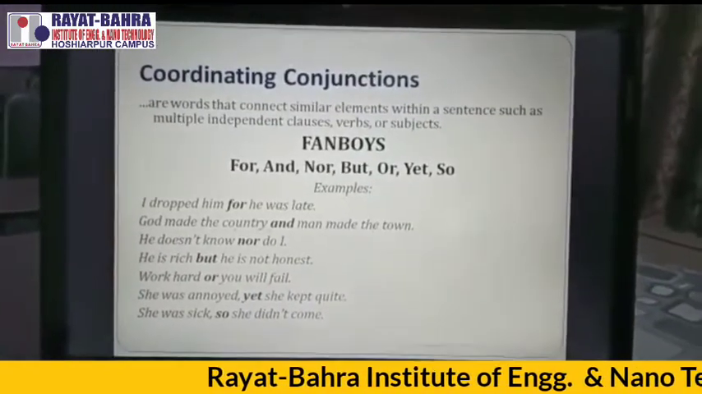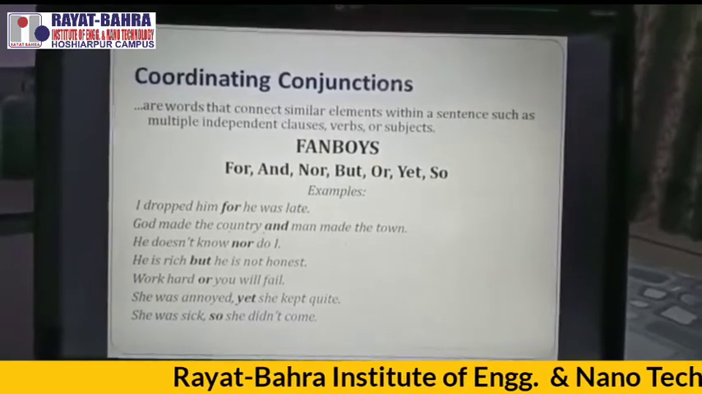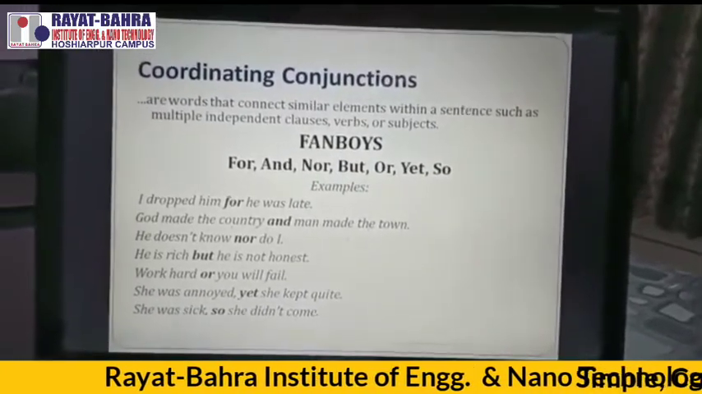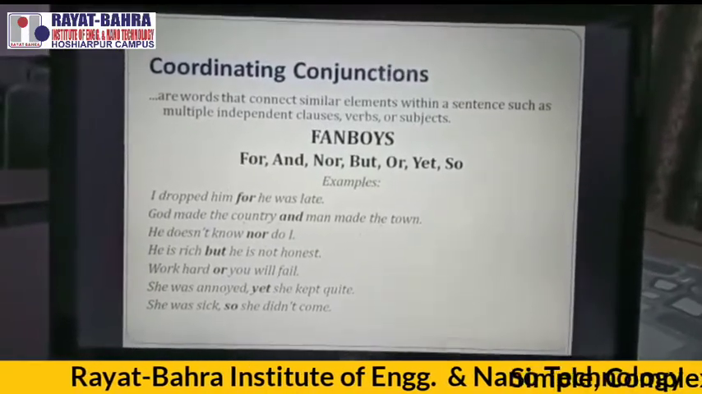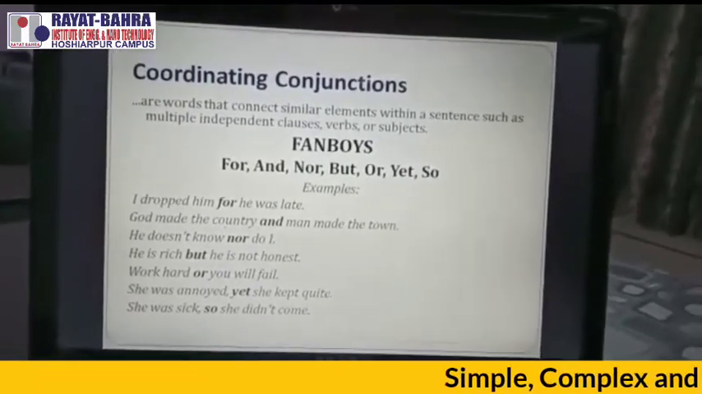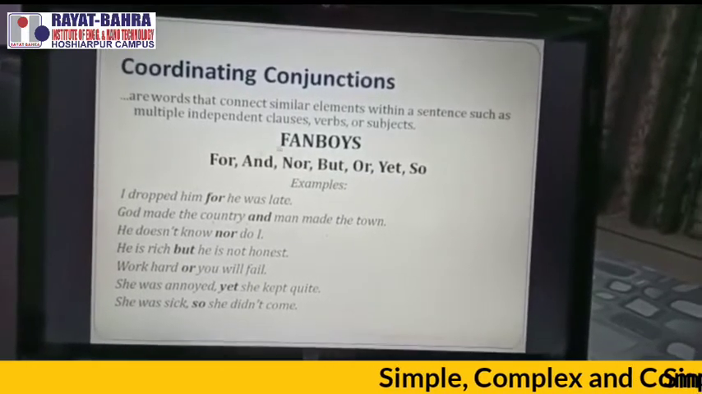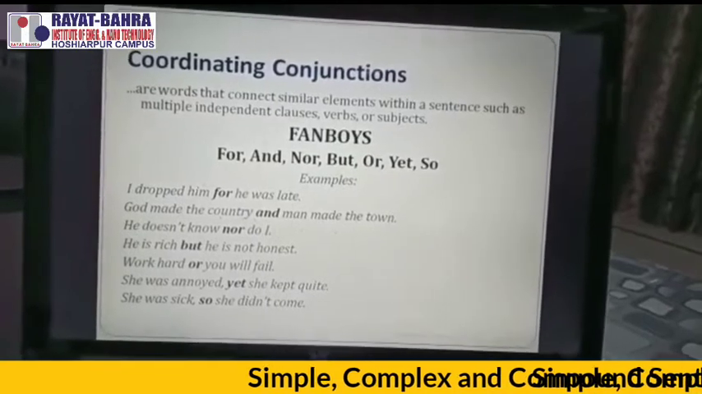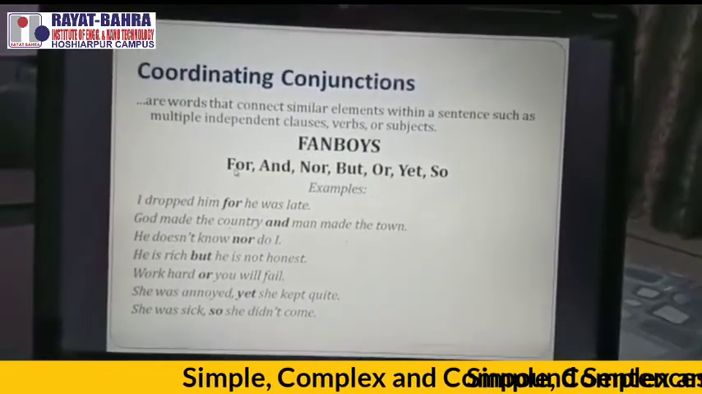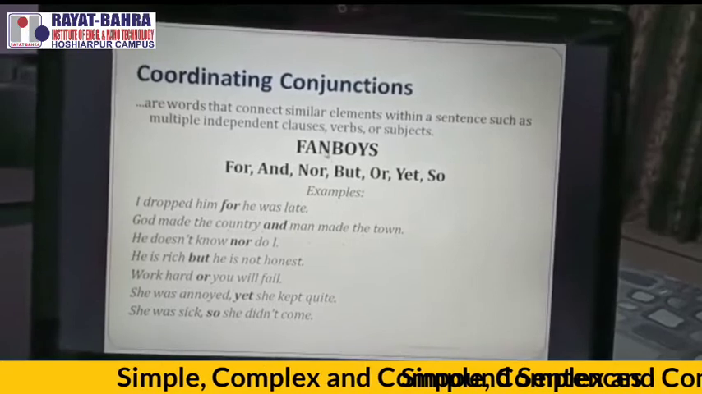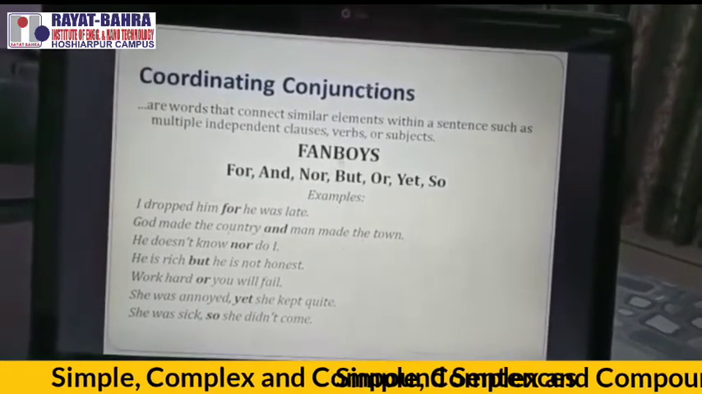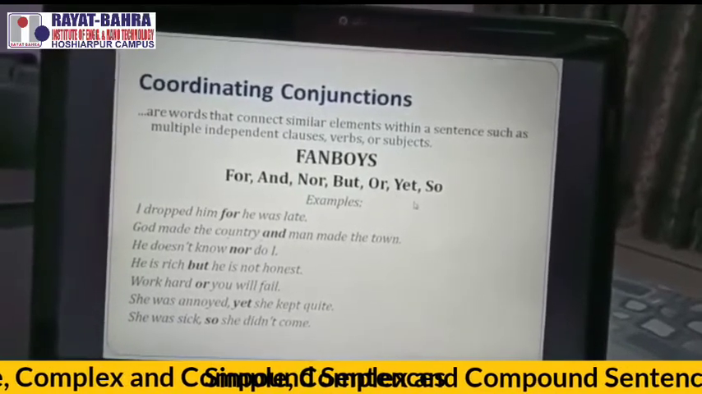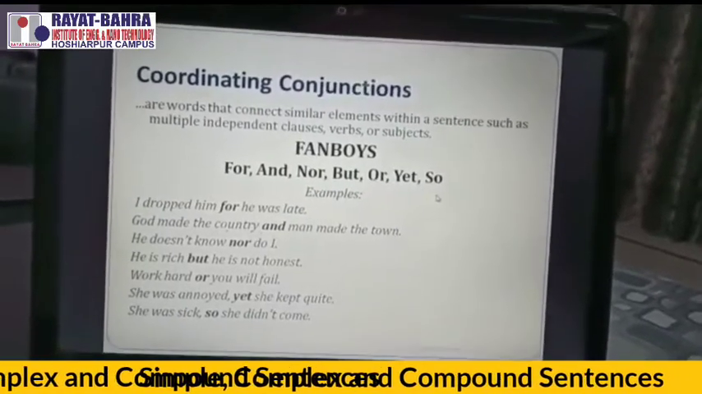Now look at this slide. There is a list of coordinating conjunctions from which you can understand how they are used in compound sentences. In order to make it easy for you and for my students to learn it, I have made this concept FANBOYS. F stands for for, A stands for and, N stands for nor, B stands for but, O stands for or, Y stands for yet, and S stands for so.